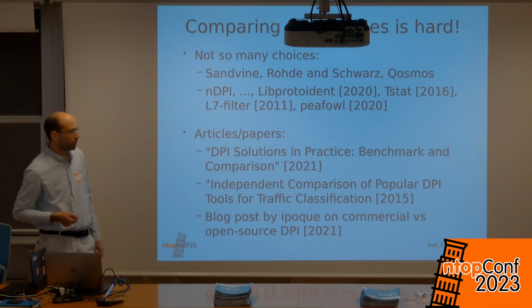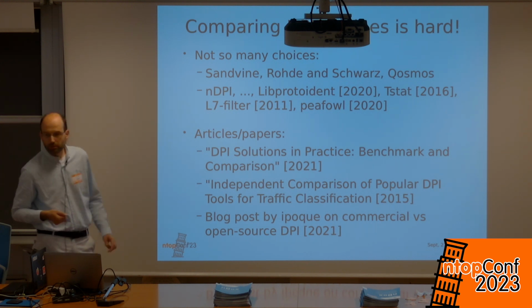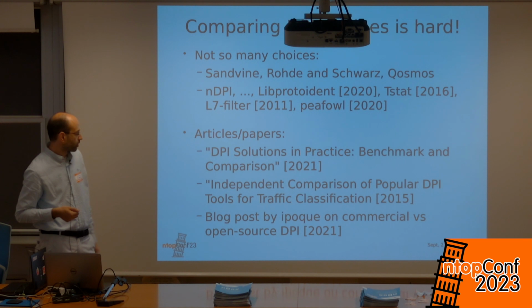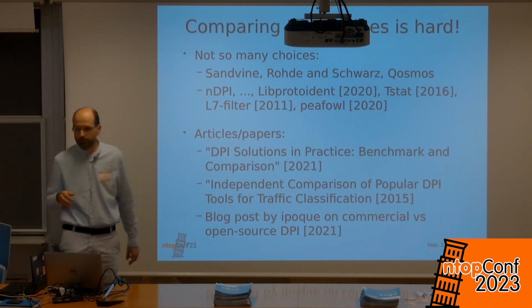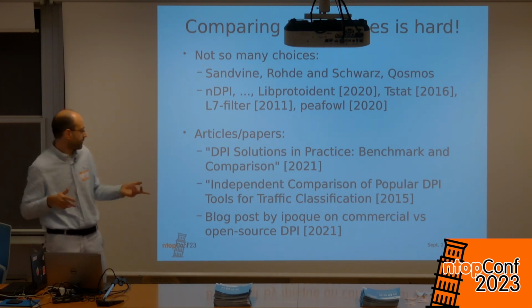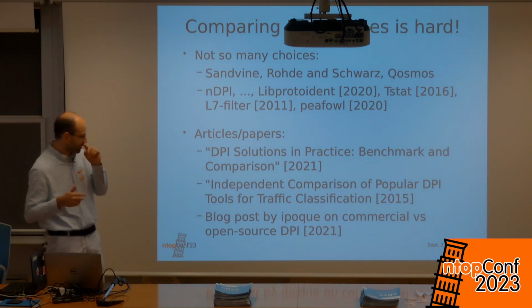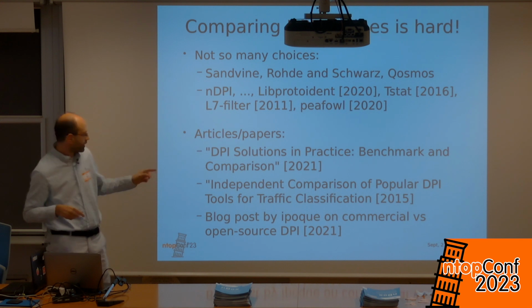So there isn't a lot of public data out there. There is a blog post by IPOC. IPOC is a Rode Schwarz company, and that post talks about commercial versus open source DPI. It is interesting. You have to take it cum grano salis. I mean, it has been written by their marketing department, so okay. But there are some interesting topics in it.